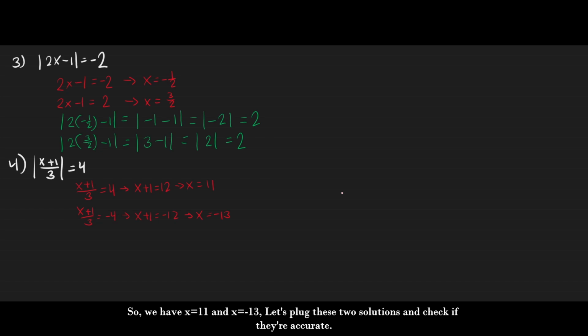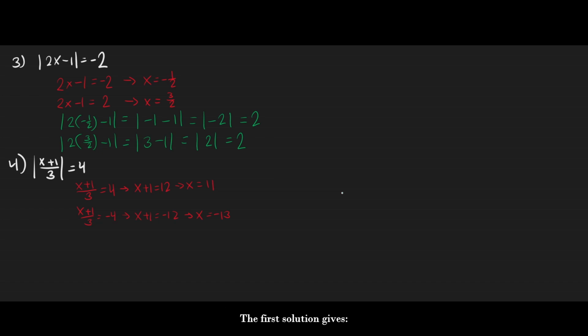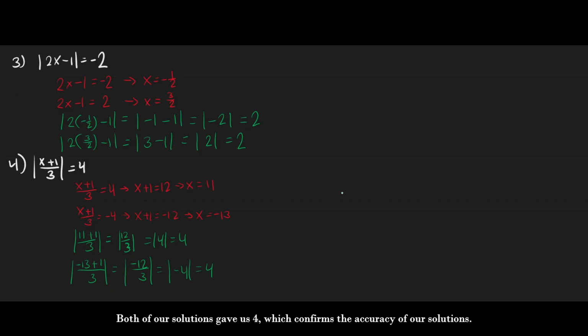Let's plug these two solutions in and check if they're accurate. The first gives the absolute value of (11 plus 1) over 3, which equals the absolute value of 12 over 3, which equals the absolute value of 4, which equals 4. And the second solution gives the absolute value of (negative 13 plus 1) divided by 3, which equals the absolute value of negative 12 divided by 3, which equals the absolute value of negative 4, which equals 4. Both of those solutions gave us a 4, which confirms the accuracy of our solutions.